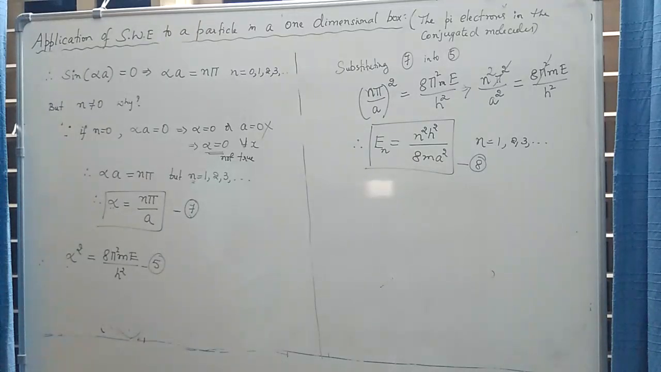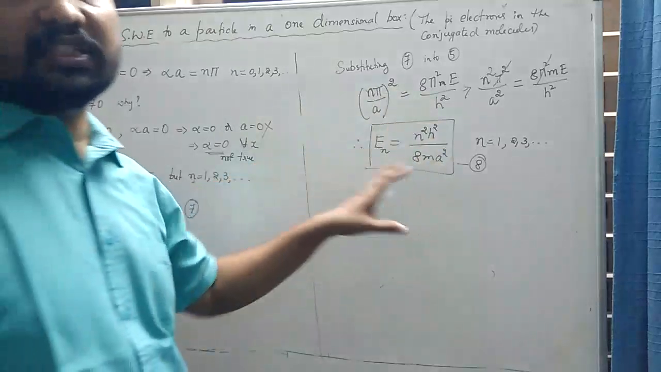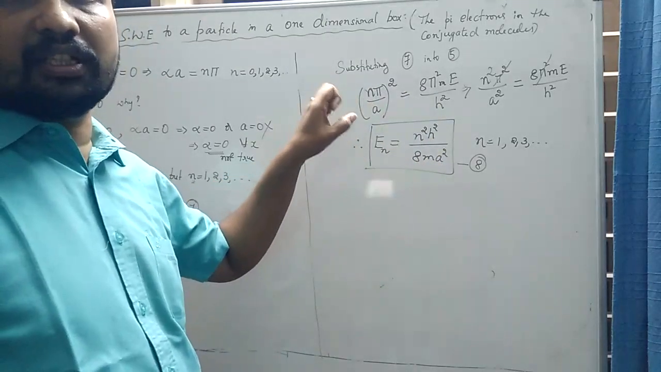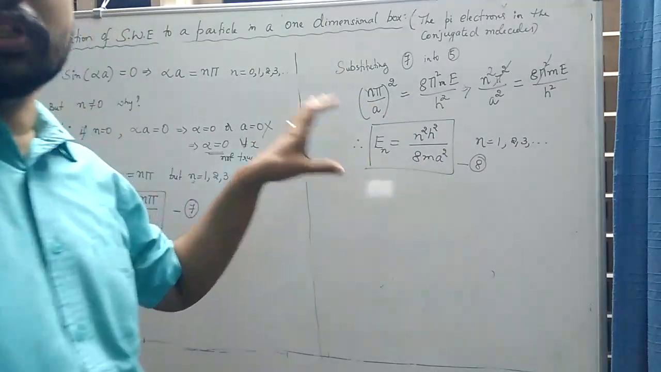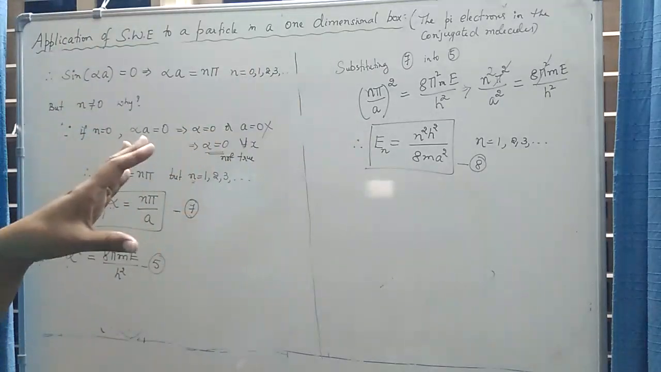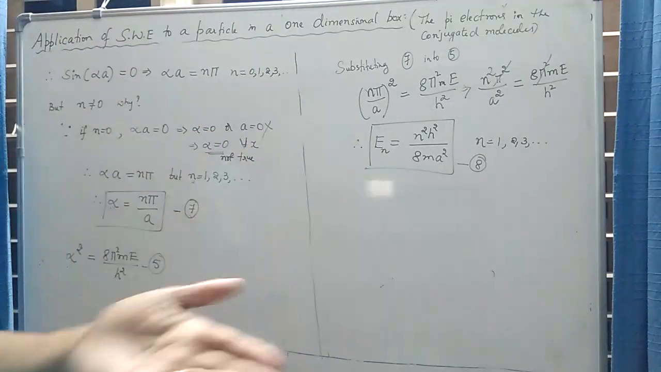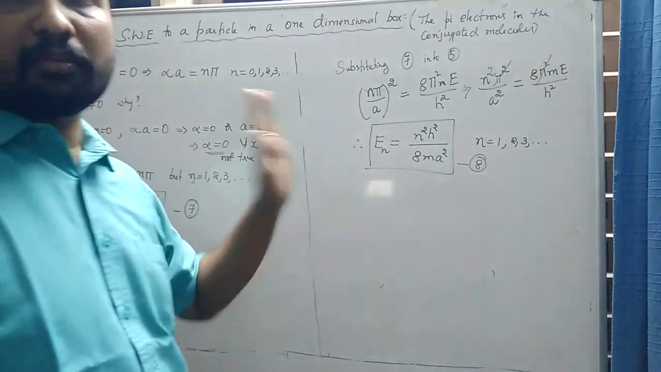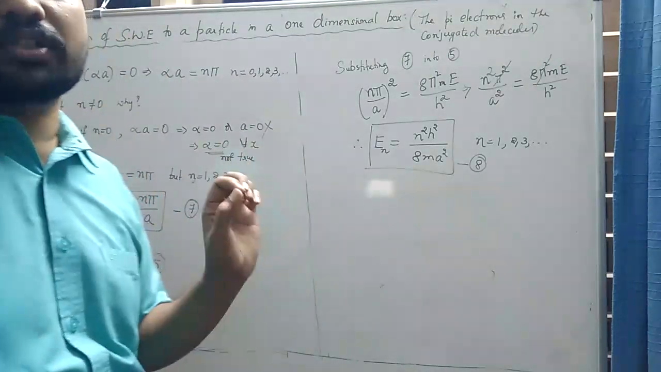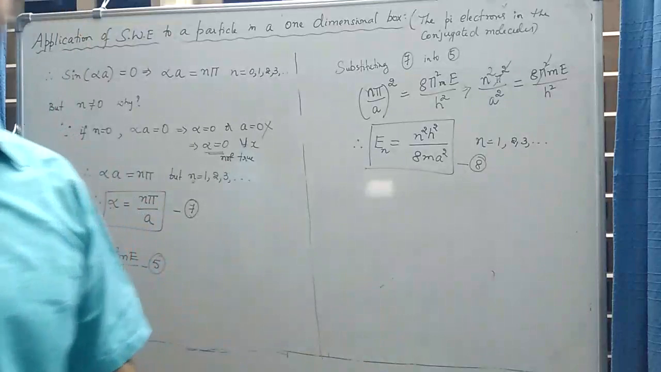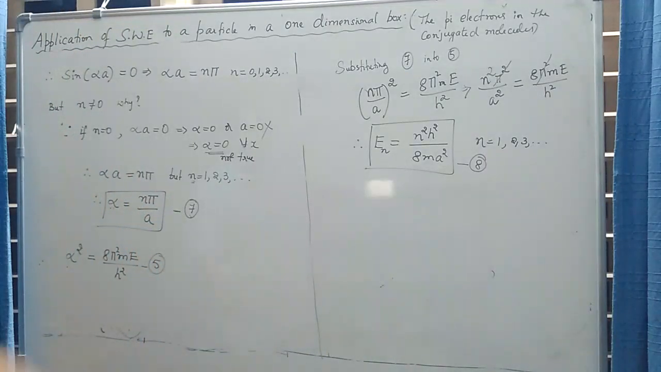I will discuss more about the meaning of this expression. What is the physical meaning of this expression? What is the consequence of this equation? I will discuss later in the next video, that is for the next week. So in today's class our main aim was to derive an expression for the energy of the particle trapped in the one-dimensional box, and this is the expression.